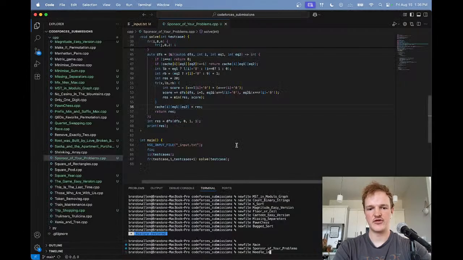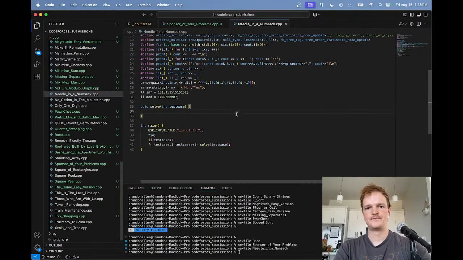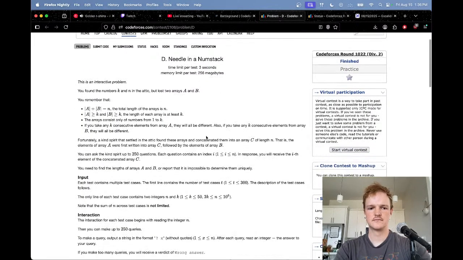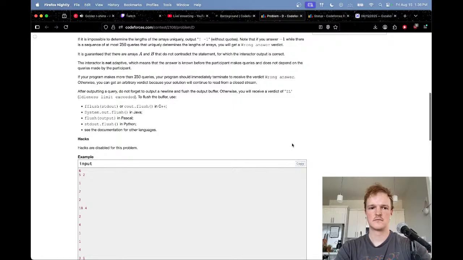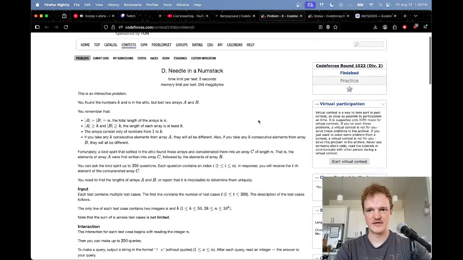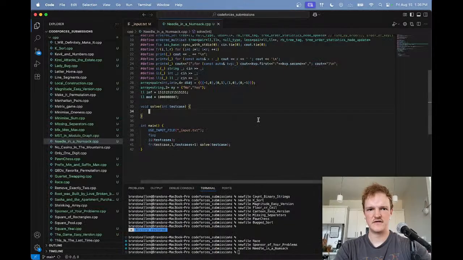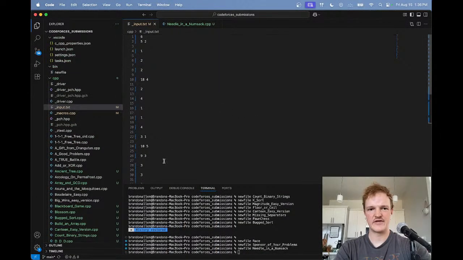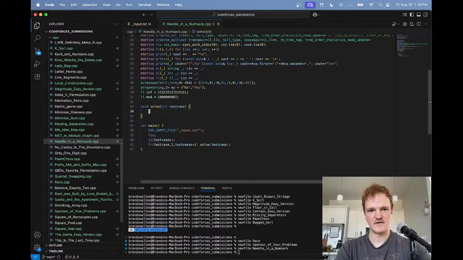Needle in a num sack. What a weird name. Oh my god. Okay, so it's interactive, I guess. Div2D. Well, I'm guessing that means this doesn't really mean anything and I can't test this. That's kind of tough.